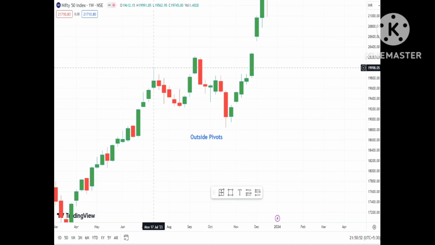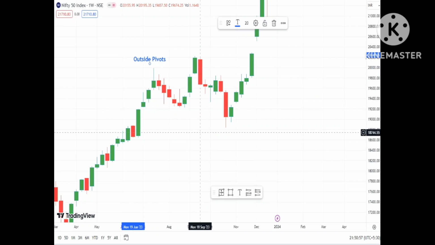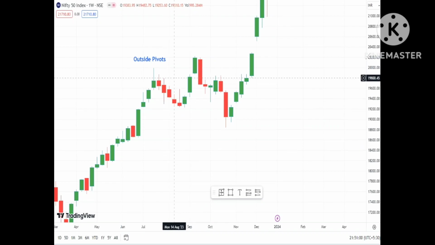Right? So I hope you understand the point. We should not feel that a pivot is not formed in this case. This is also a pivot, but these are outside pivots. Okay, this is a perfect pivot. How do we understand this? The high of the main middle candle is well above the high of the first and the third candle. So this is a perfect pivot.